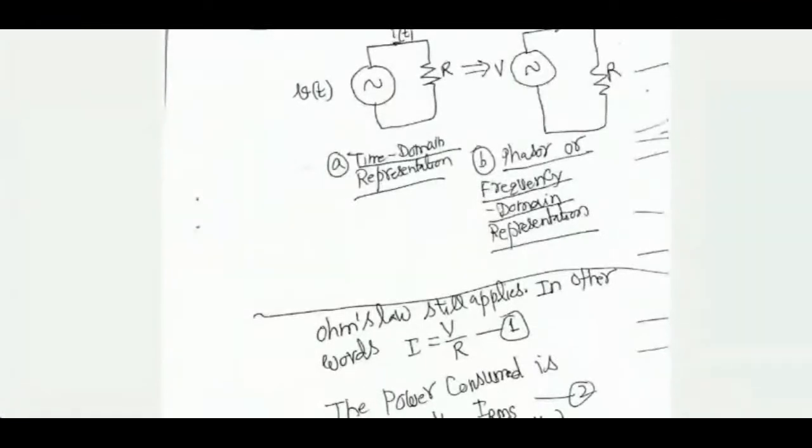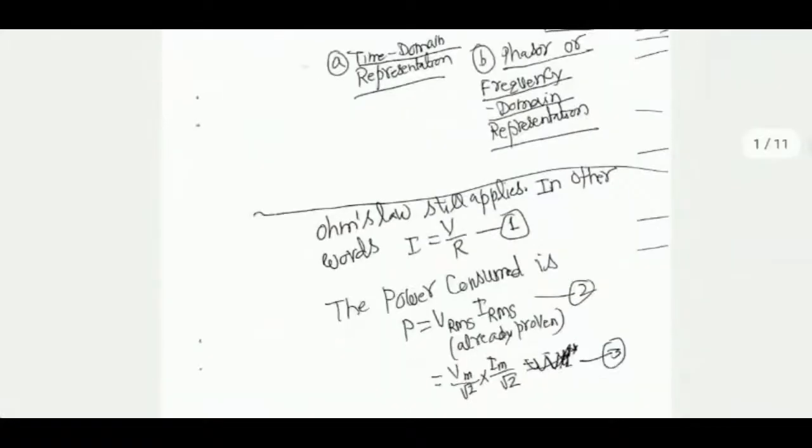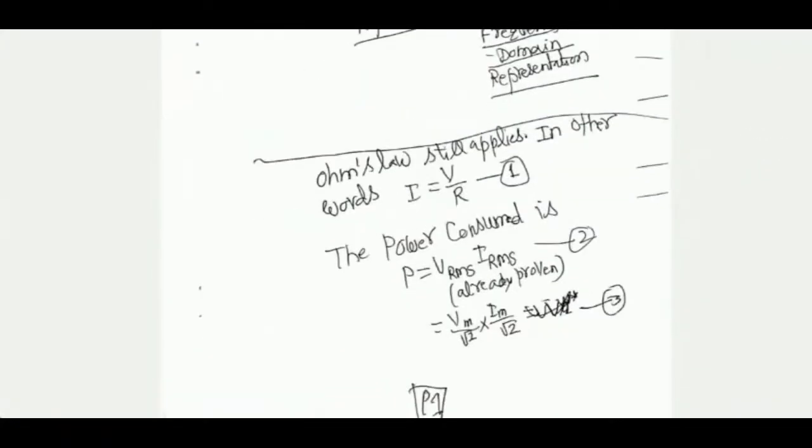Ohm's law applies here also. So in phasor domain, the current is V divided by R. Okay, and I will show this to you later also, but in this case, the formula for power is unchanged. It's Vrms into Irms. We derived it using time domain. The same thing will be shown here also.